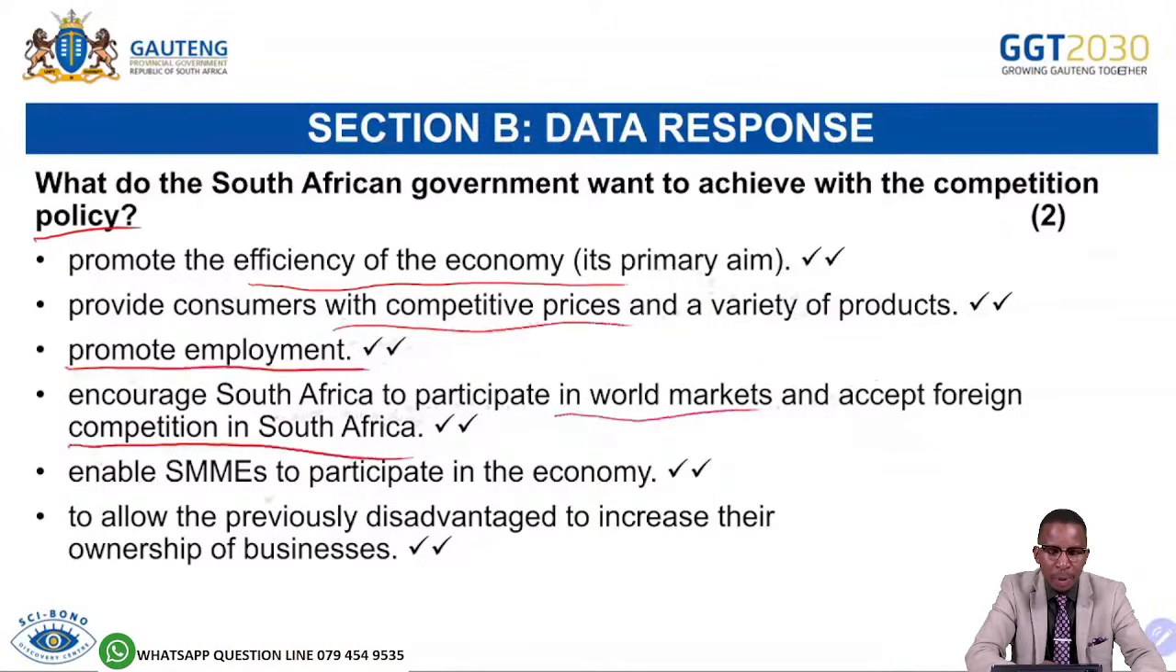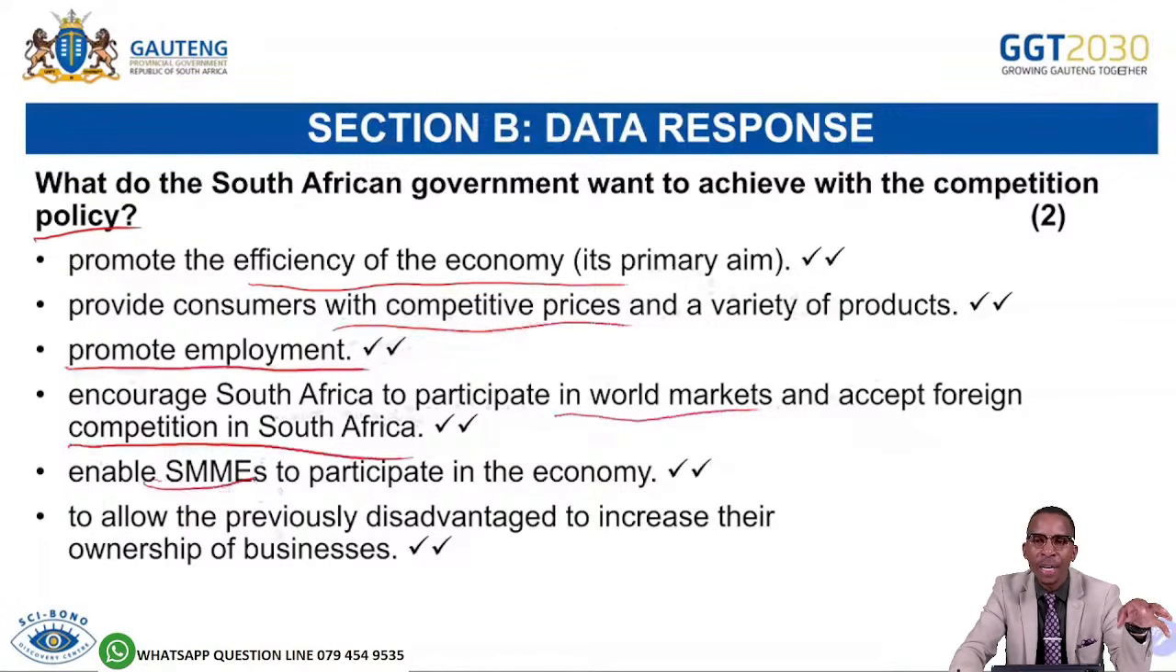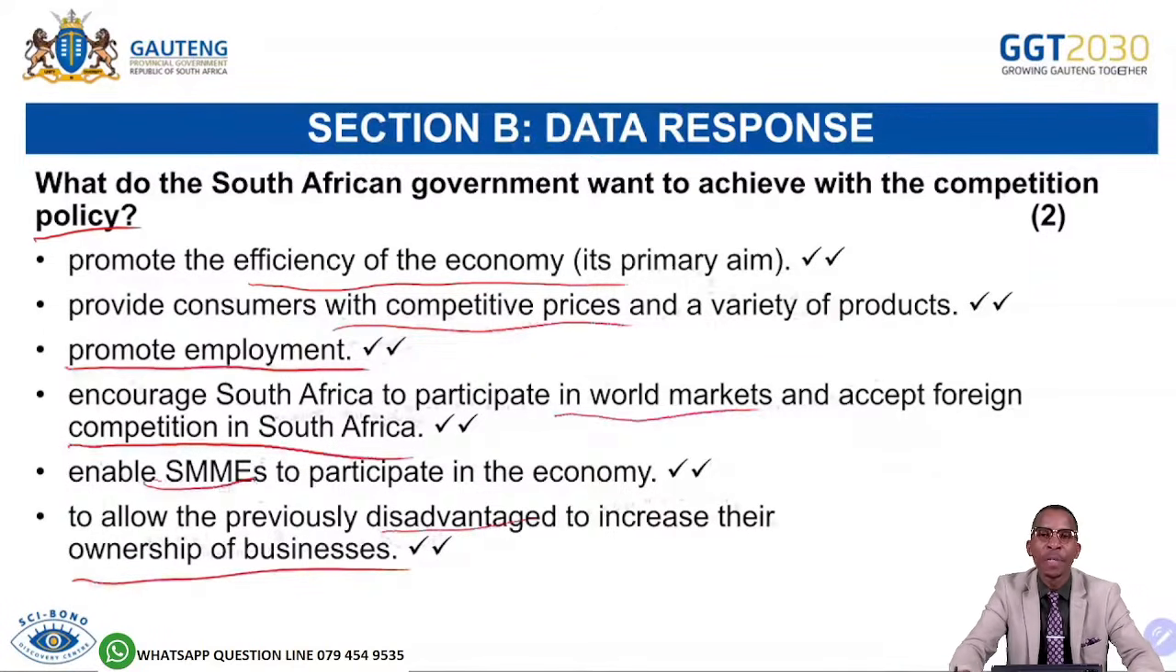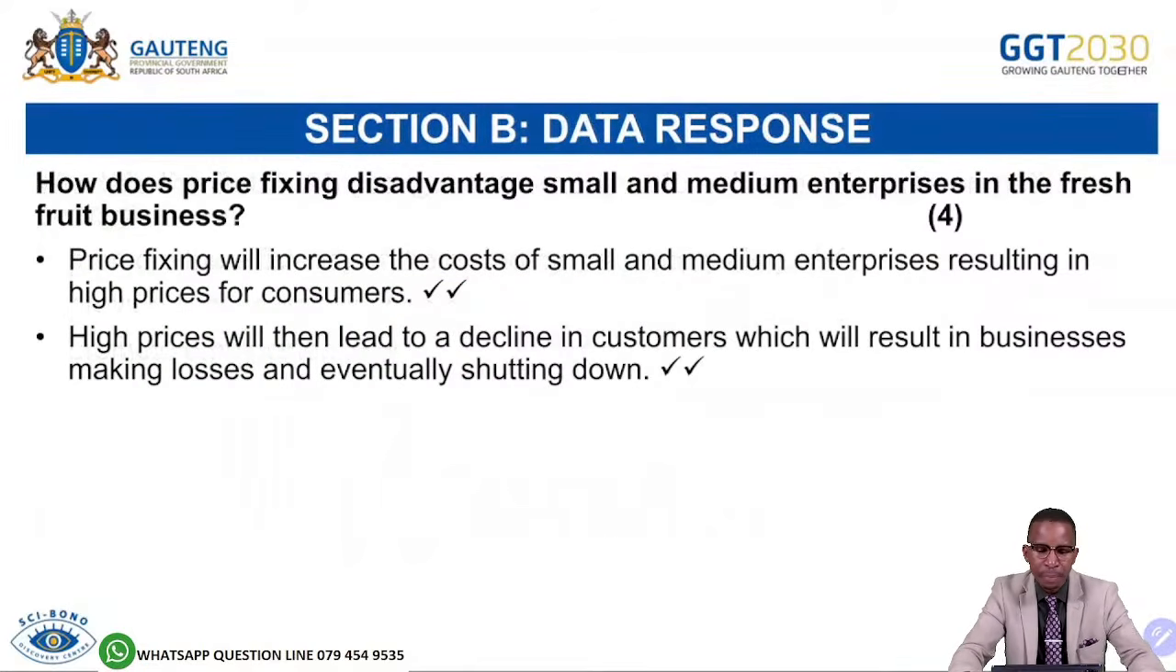And then it enables SMMEs, small, micro, and medium enterprises, to participate in the economy. Since there are no barriers to entry, SMMEs can easily enter the market and compete, which will even result in competitive prices in the economy. It allows previously disadvantaged people to increase their ownership of businesses. So people that were previously marginalized can also easily participate in the economy because barriers to entry or restrictions are not there. So there are some objectives that are not here. So it is important that you know the objectives of the Competition Act of South Africa.